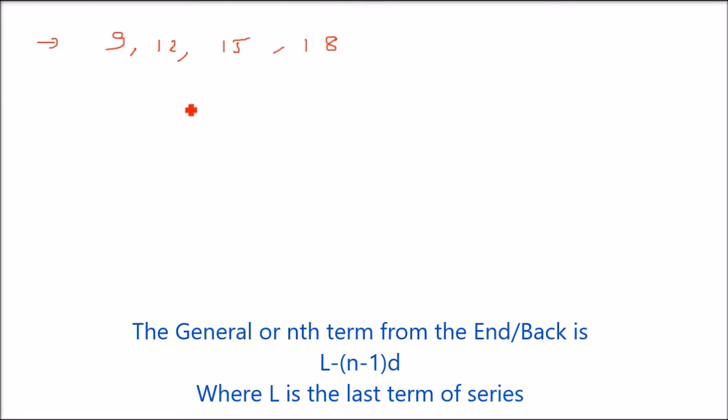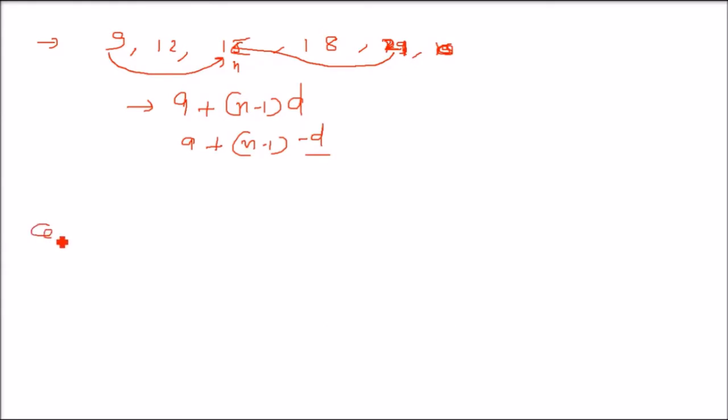The general term of an AP, for example 9, 12, 15, 18, will be A plus n minus 1 into D. From the starting to n, the nth term will be from the beginning. If you go from the rear... 9, 12, 15, 18, 21, 24, the common difference is 3. Let us take an example to understand this.